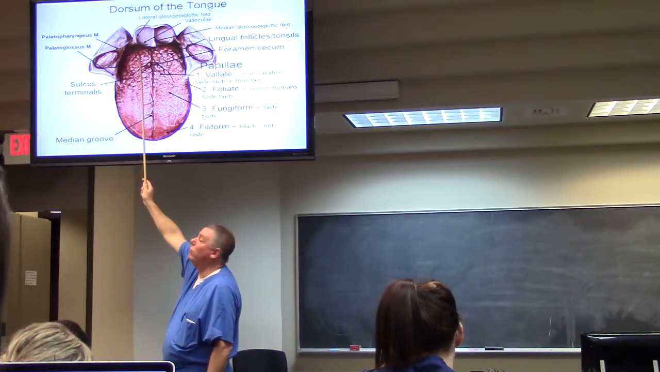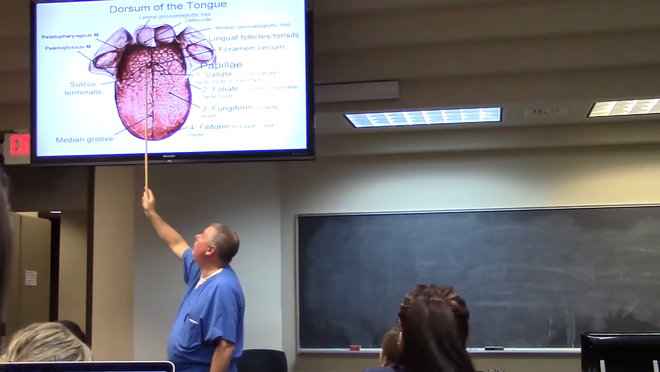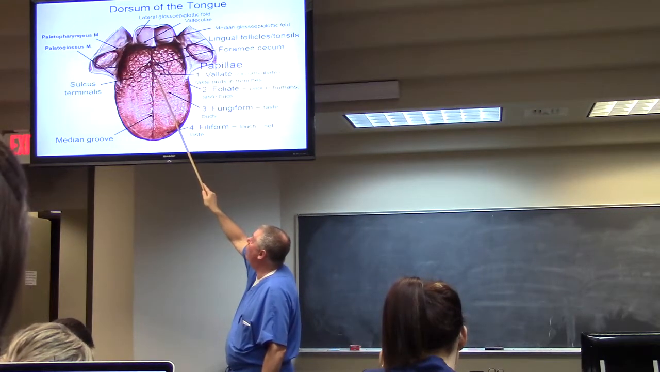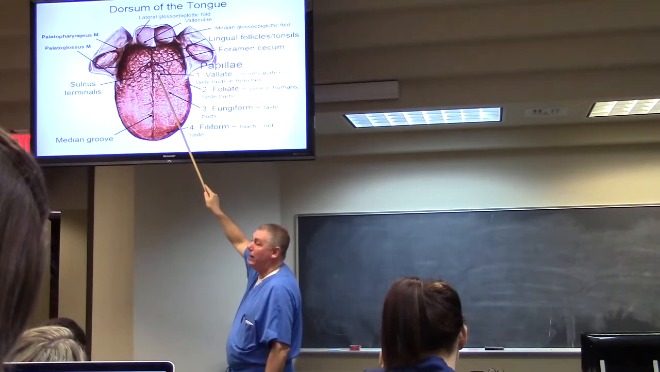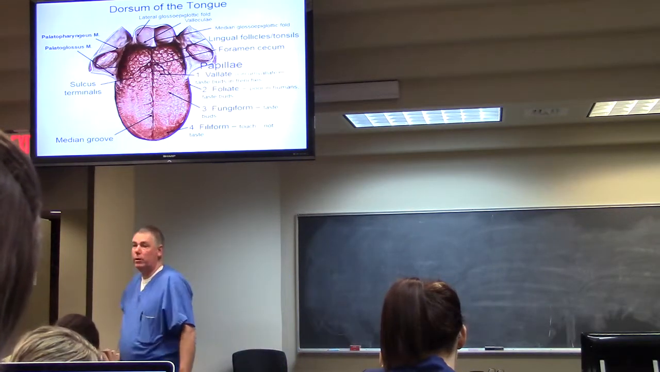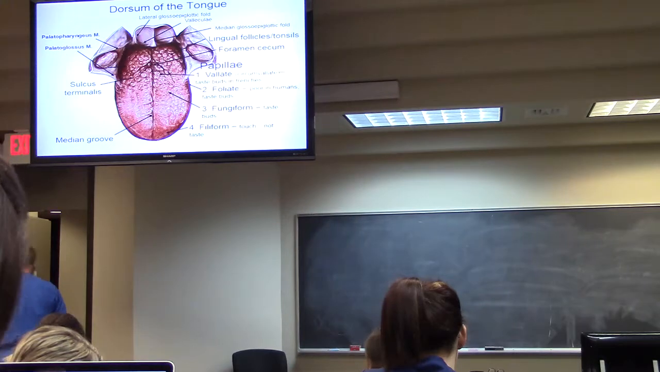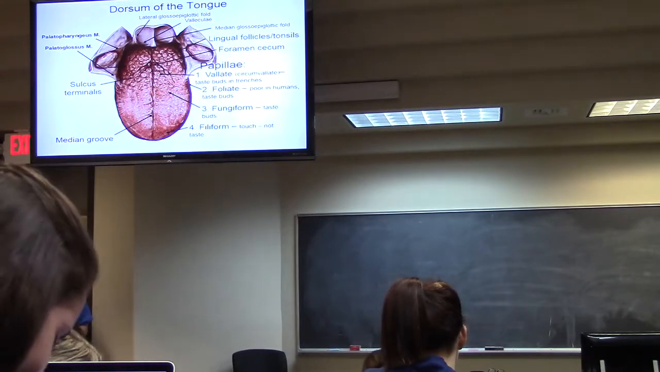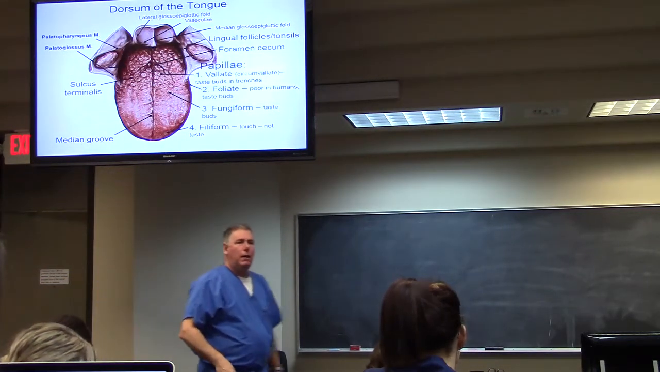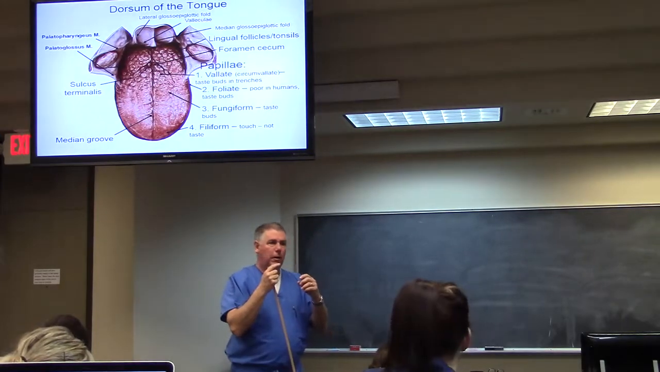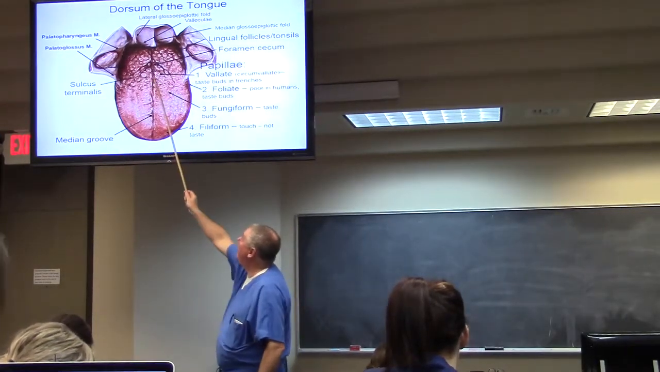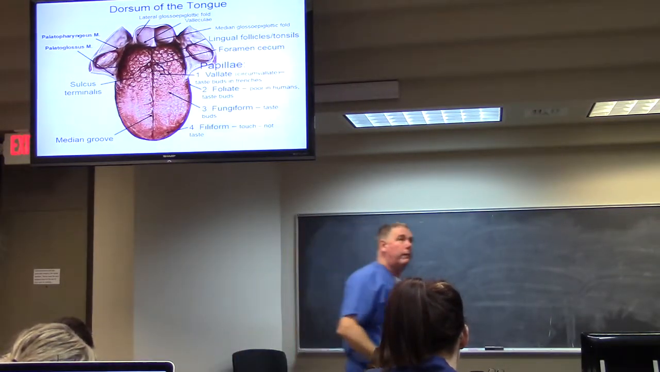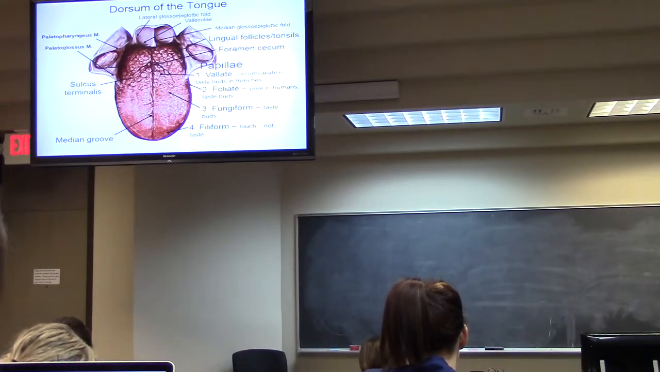Palatine tonsils, lingual tonsils. In front of the lingual tonsils, there's a V-shaped structure made of these large, round papillae. Those papillae are called circumvallate papillae. They have little grooves around them, and you find tons of taste buds in those grooves. They're also called vallate, circumvallate or vallate, whichever term you want to use.